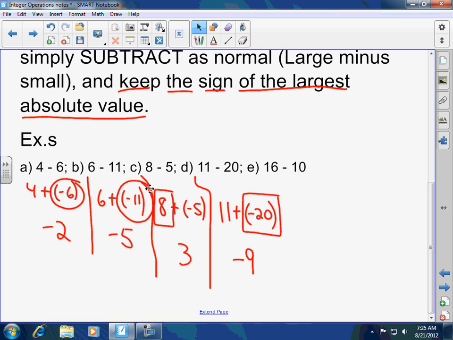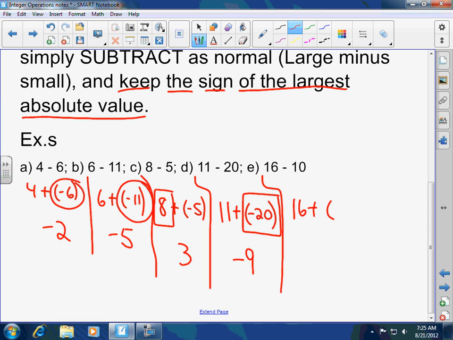16 minus 10. We're looking at 16 plus a negative 10. The signs are opposite, so we're going to subtract as normal. 16 minus 10 is 6. And it's going to stay as a positive 6 because 16 has the largest absolute value.